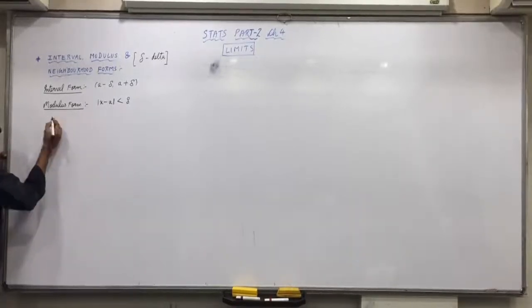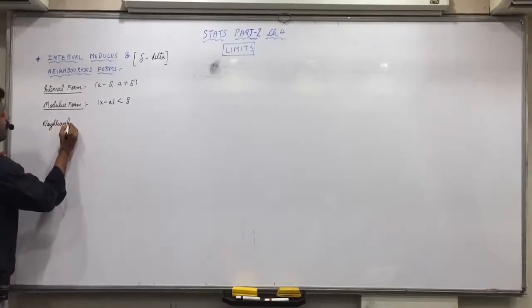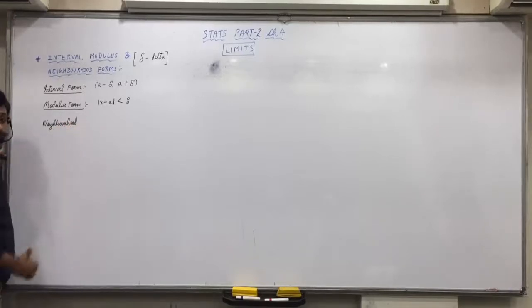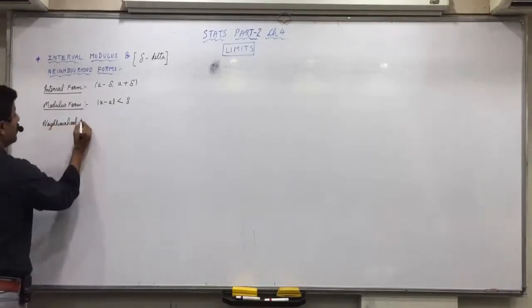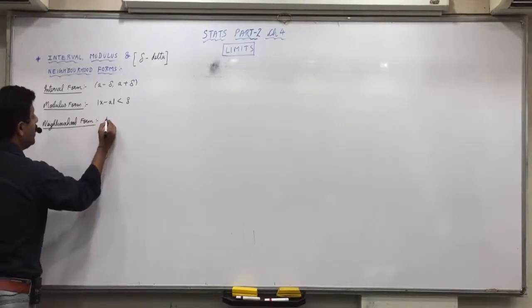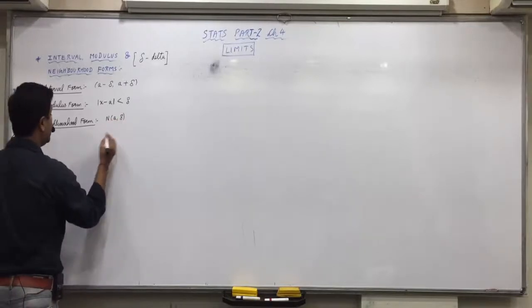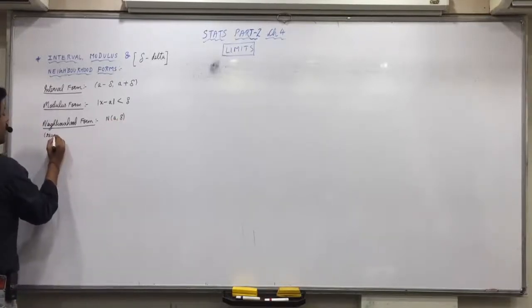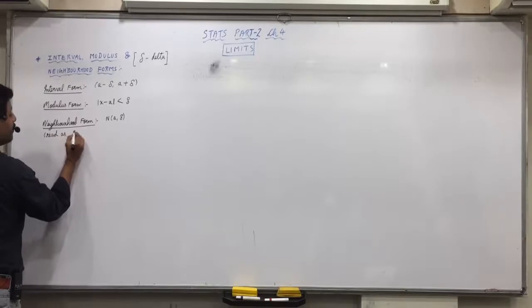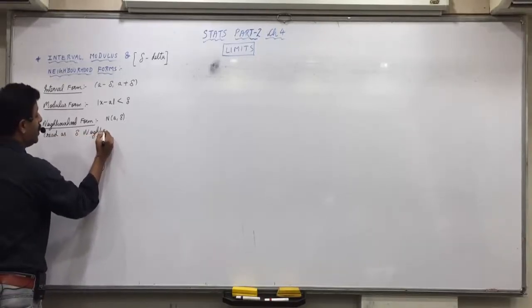If the same thing I have to write in neighborhood form, then it will be written as N bracket A comma delta, but it will be read as delta neighborhood of A.